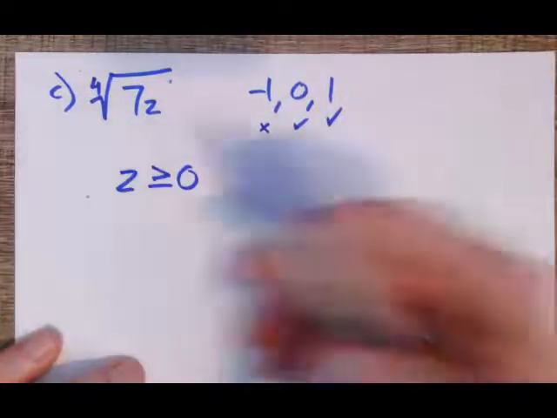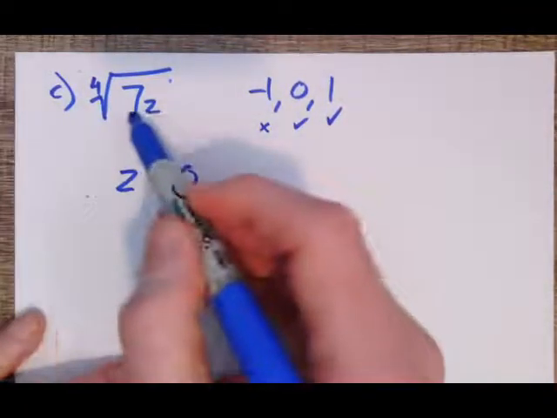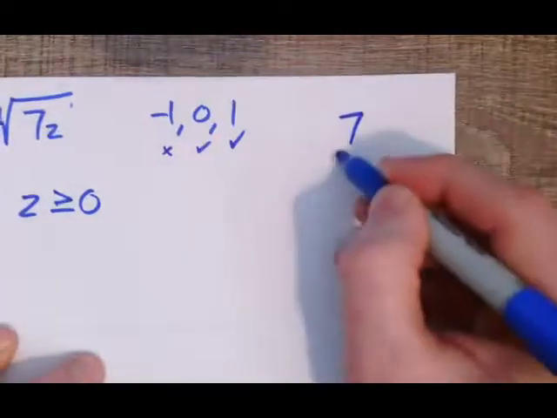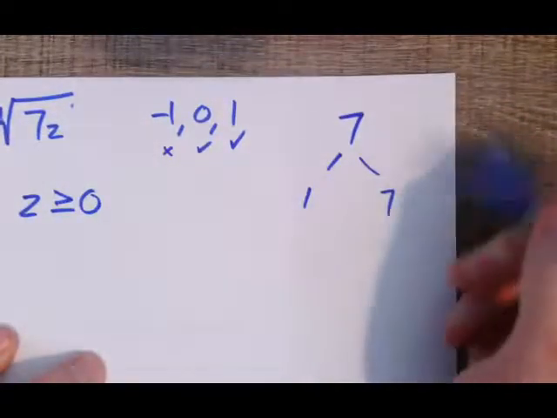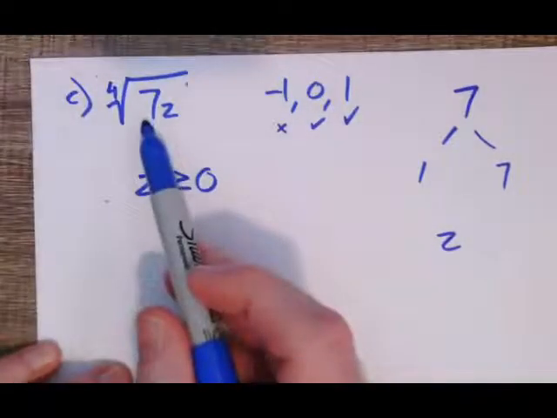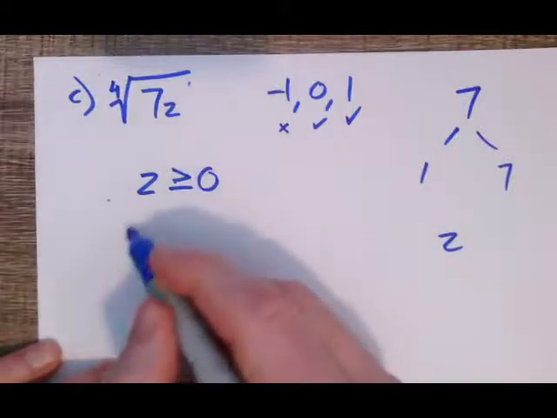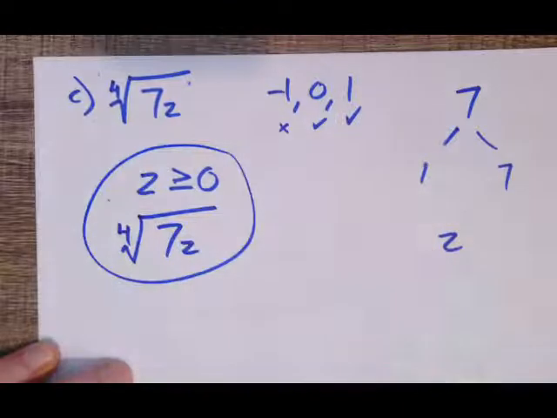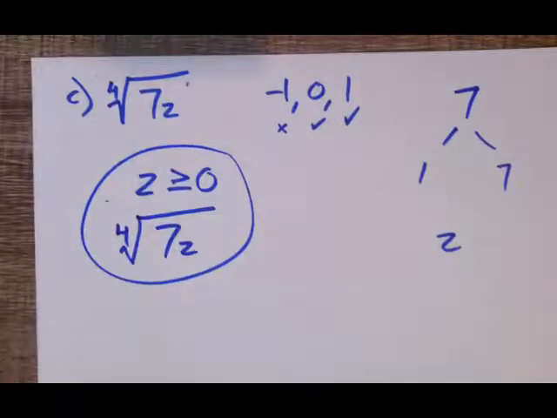Now, as far as simplifying this, we cannot make any simplification. If we do our factor tree for 7, it's 1 and 7. Okay, guess we're done. The Z, there's just one of them. This doesn't change. You're done there. That's it. That's all you do there. All right, one more example.